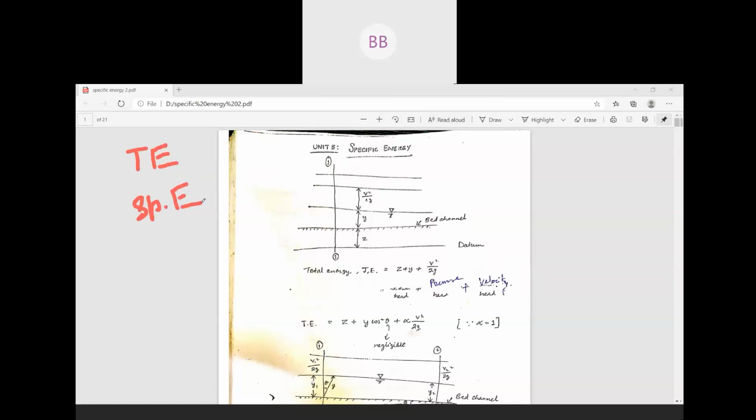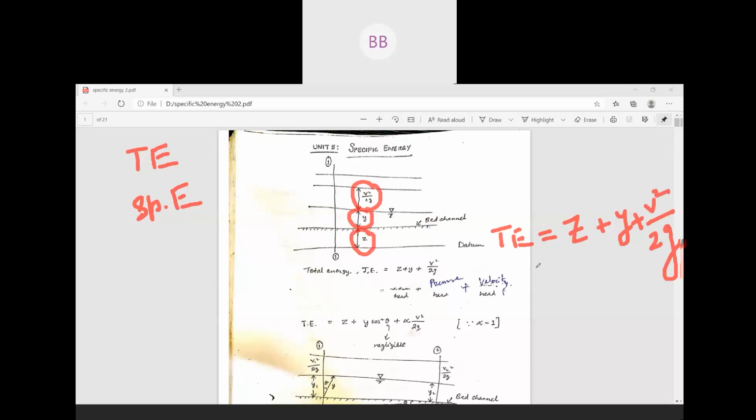If you remember, in total energy we have the elevation head z, the pressure head y, and the kinematic velocity head, or you can say directly the velocity head. That means if you consider your total energy, it is z plus y plus v square by 2g. In the very first class we have already discussed this total energy.